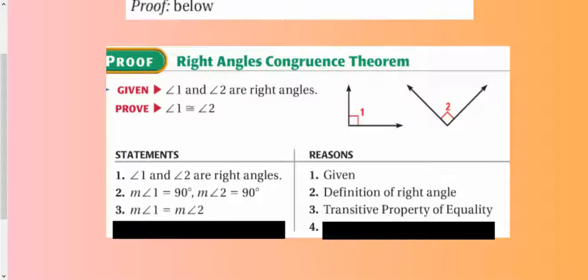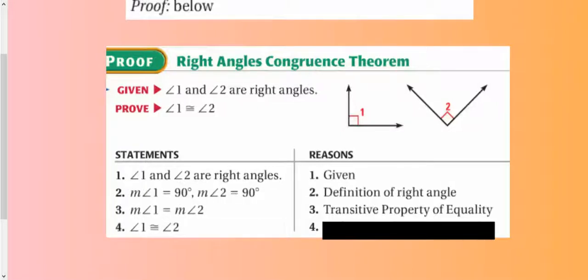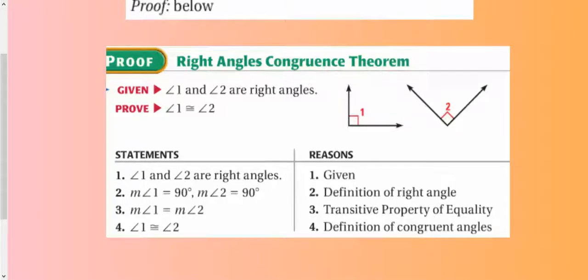And finally, the last step is an interesting step. This step right here, from 3 to 4, is a critical step that takes a little bit to figure out why it works the way it works. But angle 1 is congruent to angle 2, and that is the definition of congruency. Their measures are the same, therefore they're congruent. And we're trying to prove that they're congruent, not that the measures are equal. So this step here is odd. Odd, but necessary.